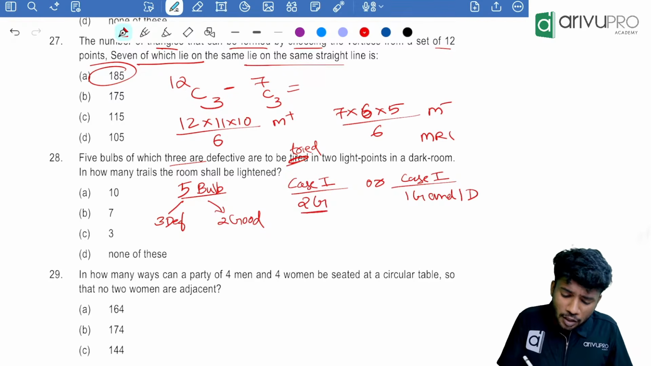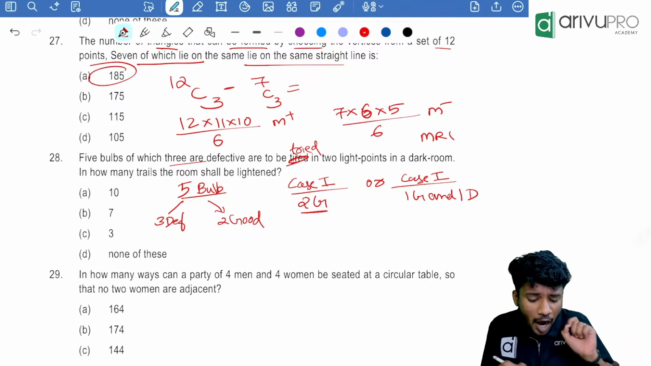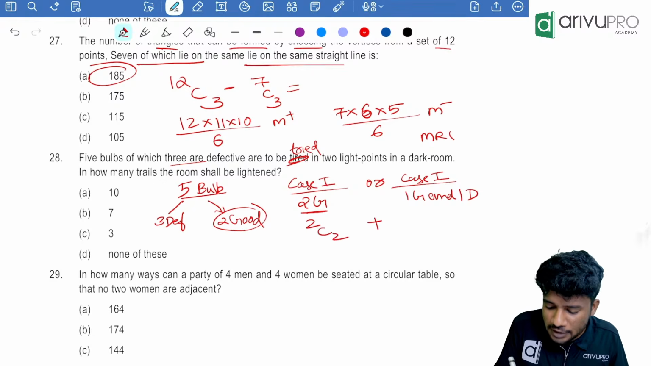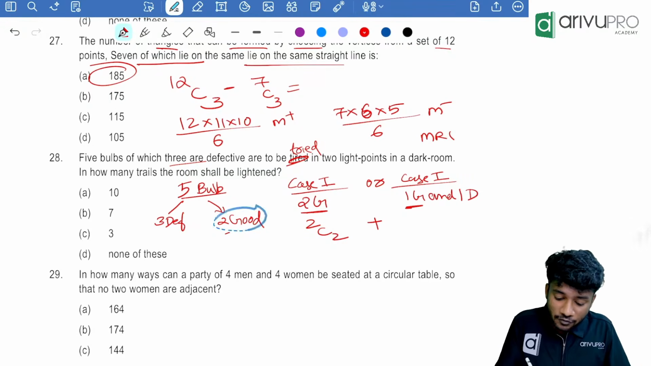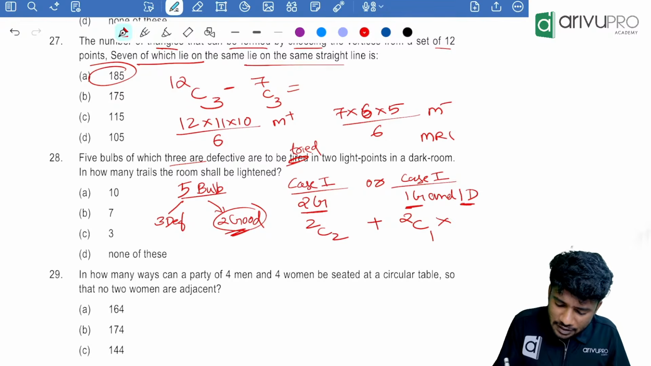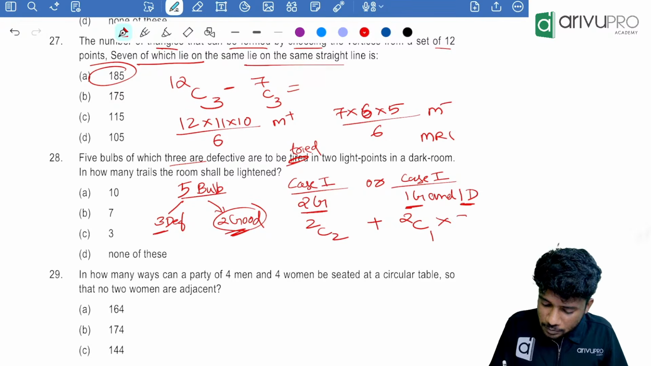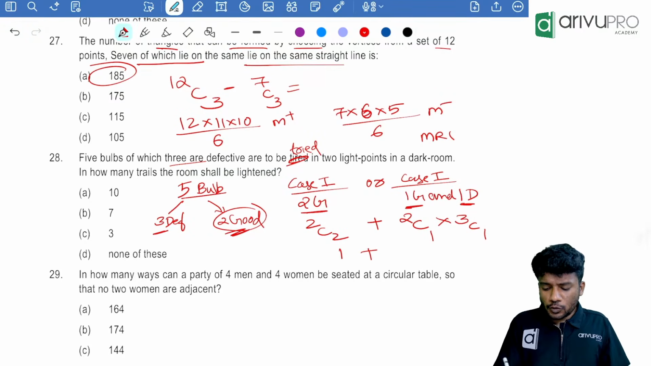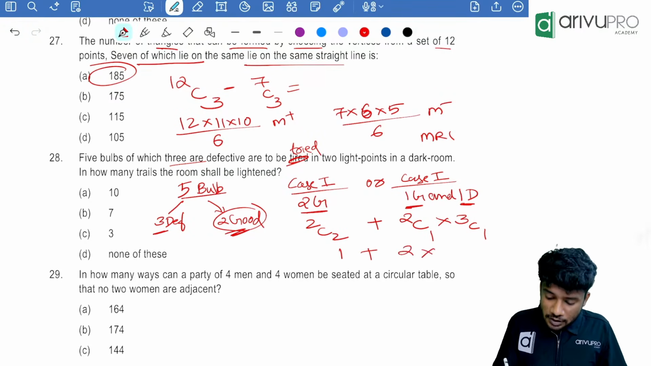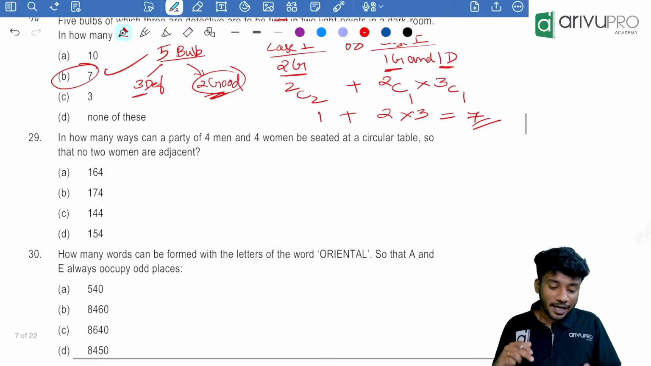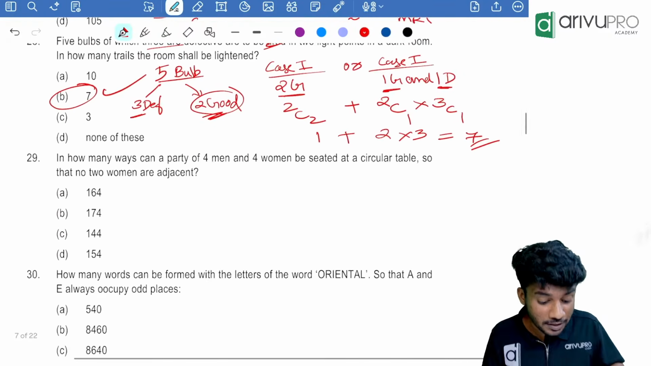2 good means what? 2 good can be taken from how many good? From 2 good, that means 2C2. Or means plus. 1 good can be taken from 2 good, 2C1, into 1 defective can be taken from 3 defective, so that is 3C1. 2C2 is how much? 1. Plus 2C1 is how much? 2. Into 3C1 is how much? 3. Which is nothing but 1 plus 6, which is equal to how much, people? 7 ways we can do it. I hope that everyone understood this. Option B is the answer.